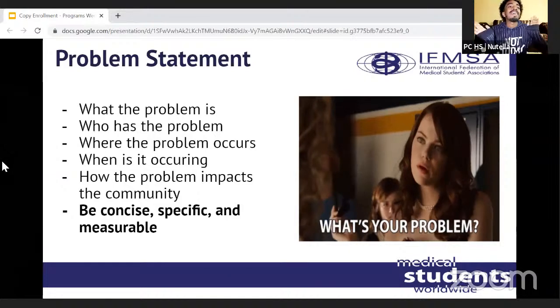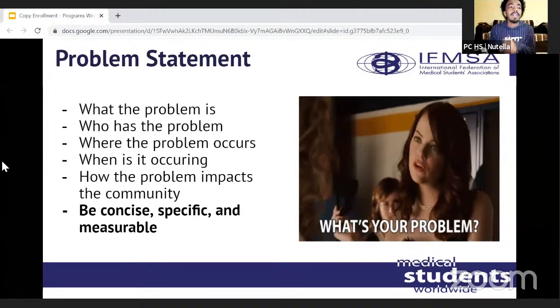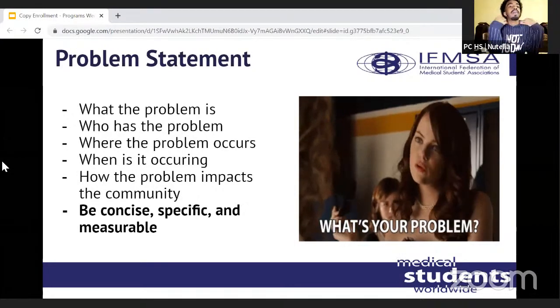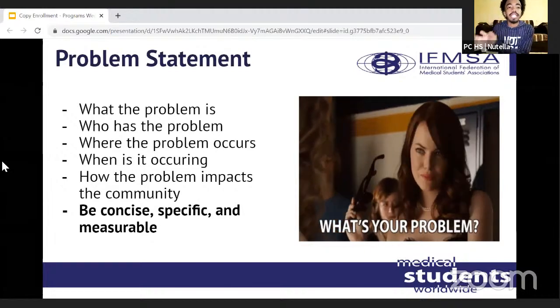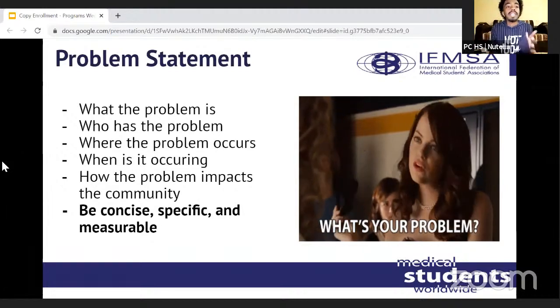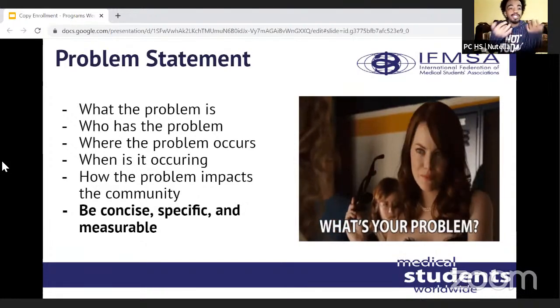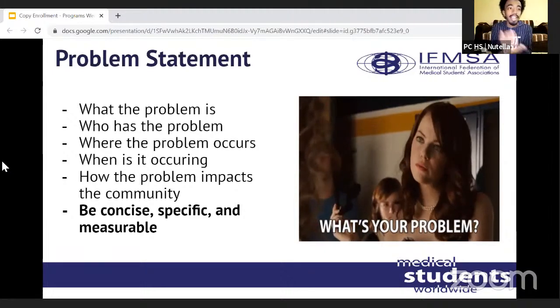Okay. So we're going to be talking about problem statements. We're going to tackle them from the point of view of activities and proposals, and then from the context of enrollments. When it comes to a problem statement, it's basically the why, or the reasoning behind you doing a particular activity or a project or carrying out a particular effort.